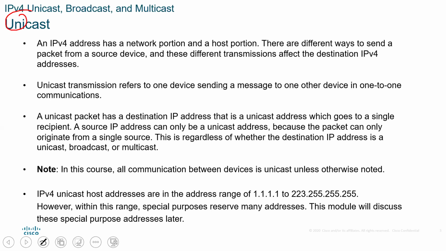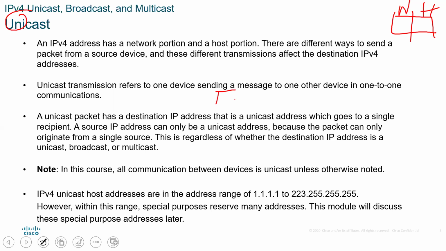There are different ways to send packets from a source device, and these different transmissions affect the destination IP version 4 addresses. Okay, so what we are saying is generally an IP address has two sides. All right, it has the network portion and then the host portion. So when we say unicast transmission, we are talking about one device sending a message to one other device. So it's like a one-to-one device.